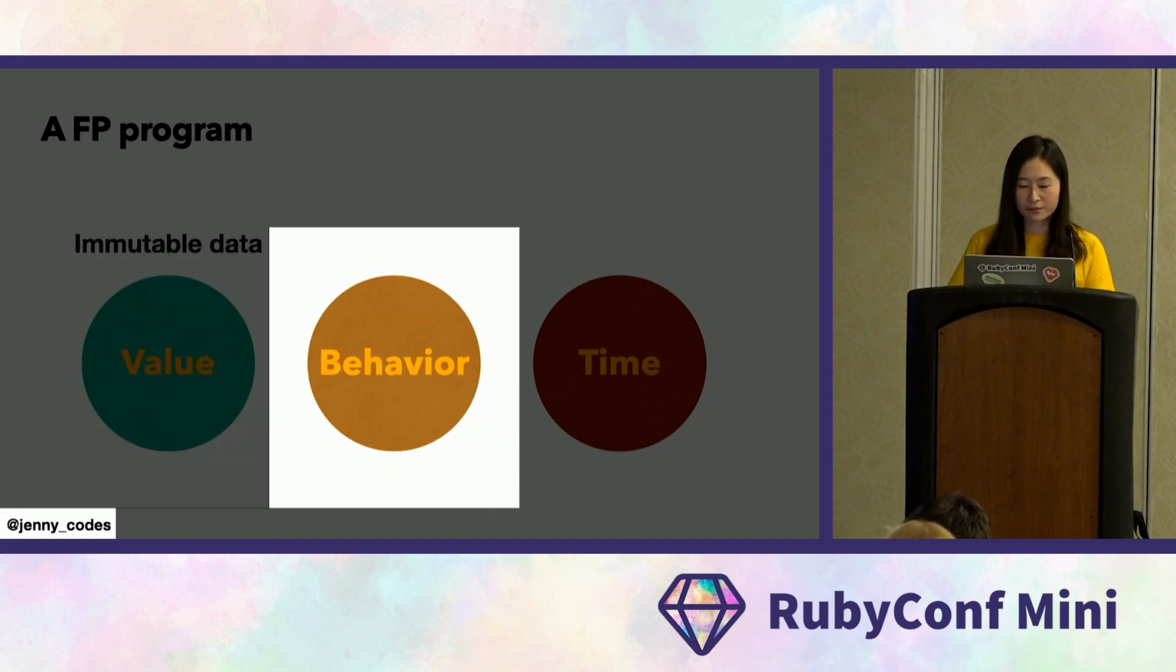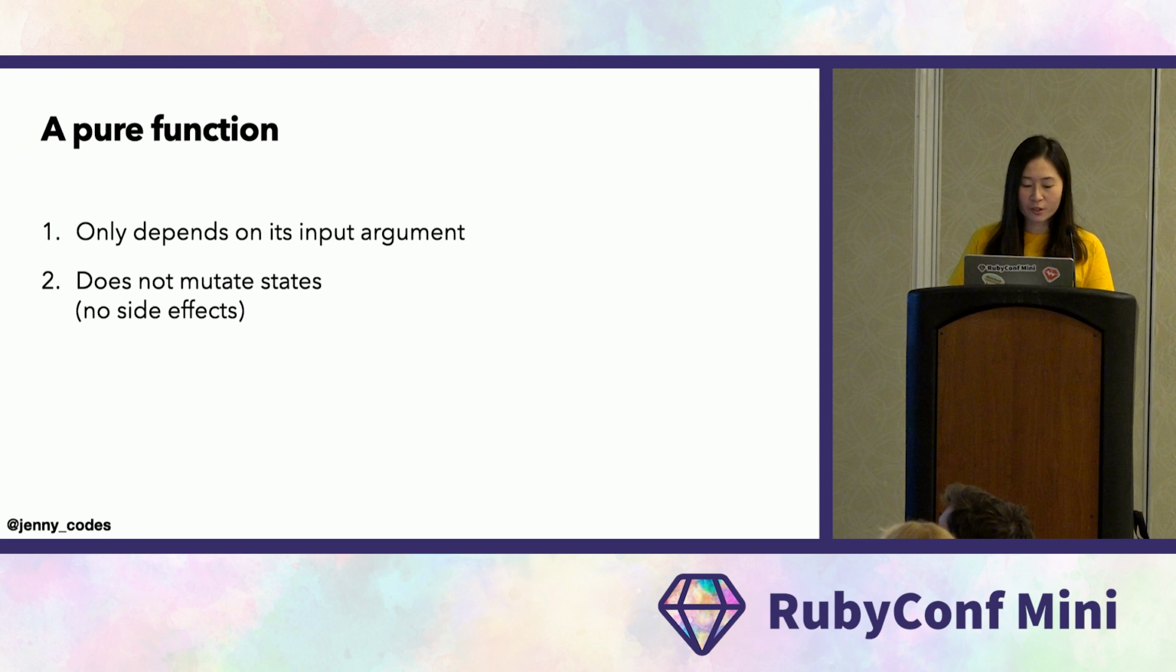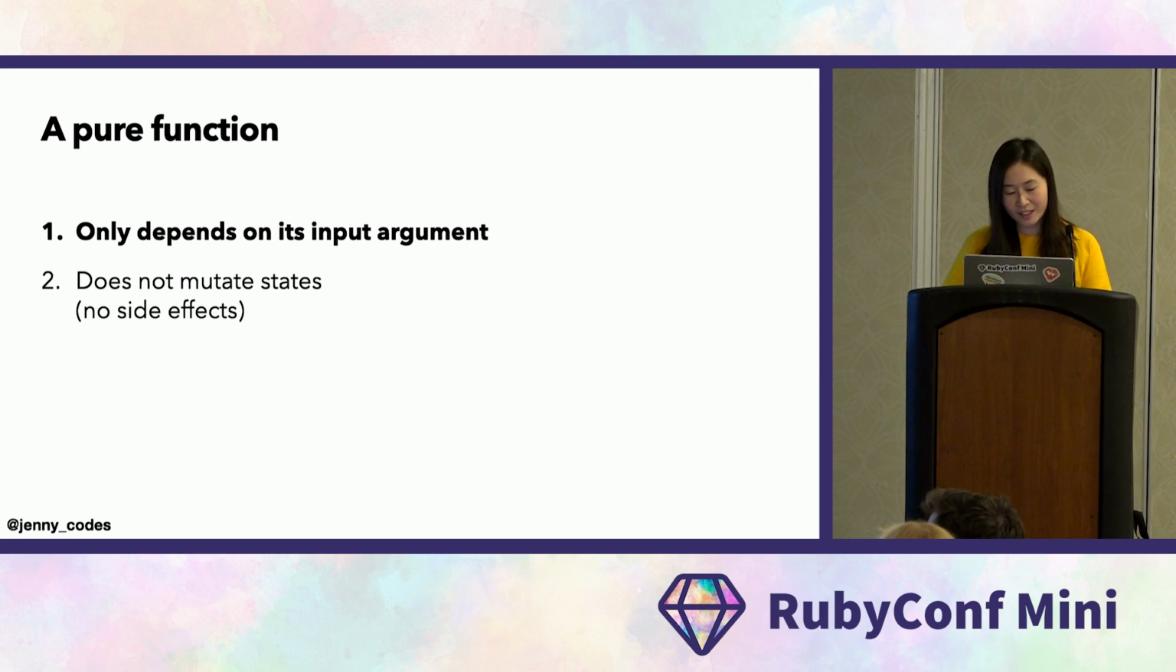Next is behavior. And how functional programming thinks about behavior is largely by pure functions. A pure function is a function that satisfies two conditions. First, it only depends on the input argument. It does not depend on any other value outside of the function scope.